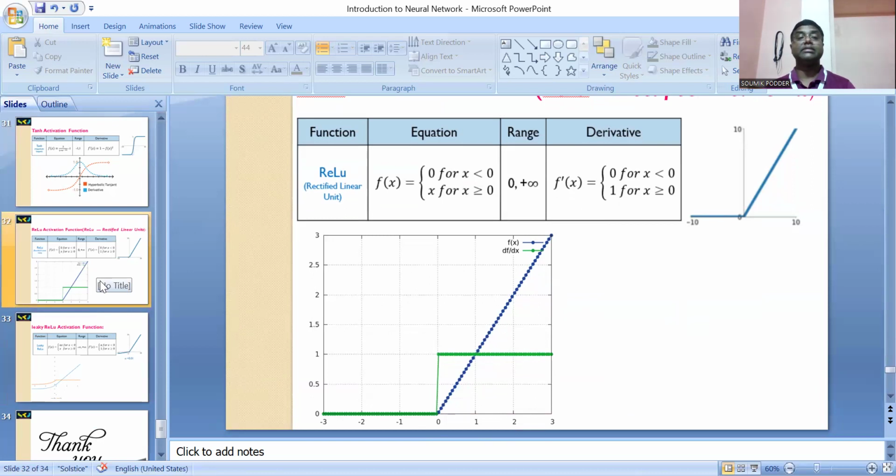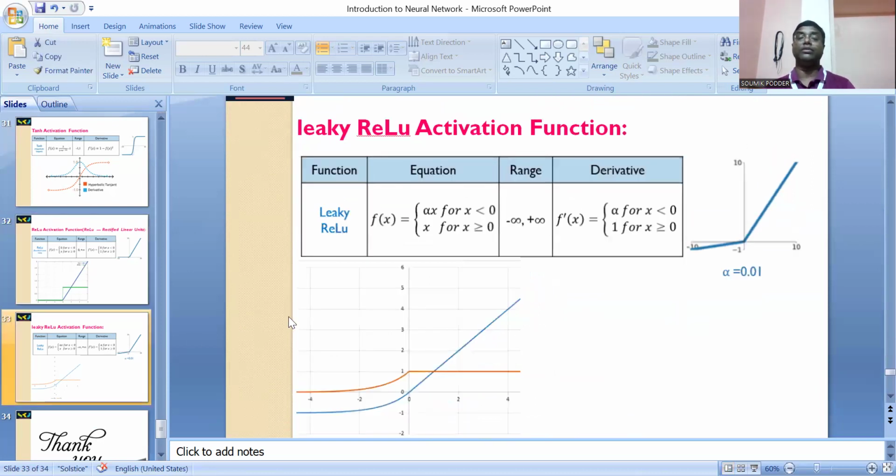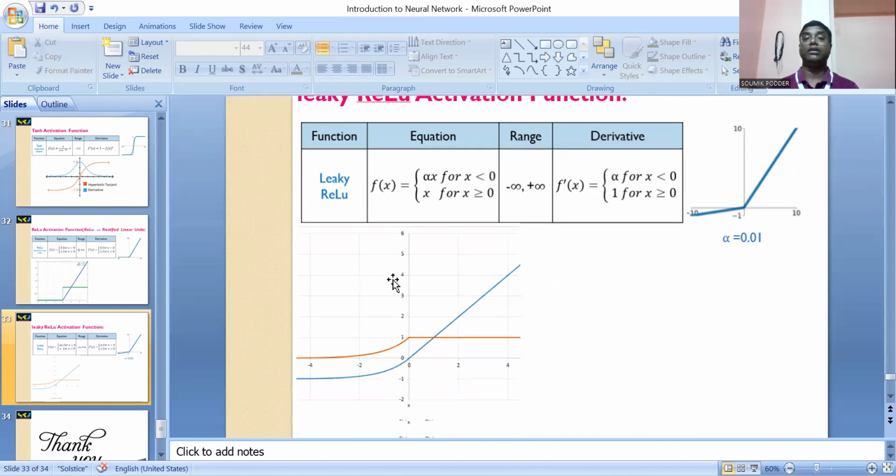Next one is the leaky ReLU. Leaky ReLU means it is somehow flexible, not very stringent like the ReLU function. Whenever the input data is negative or negations are present, the model will not produce exactly zero, but it will predict a lower value compared to the value when the input data is positive.